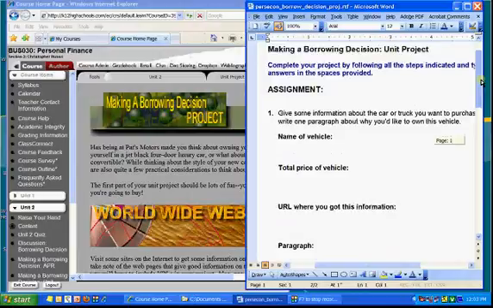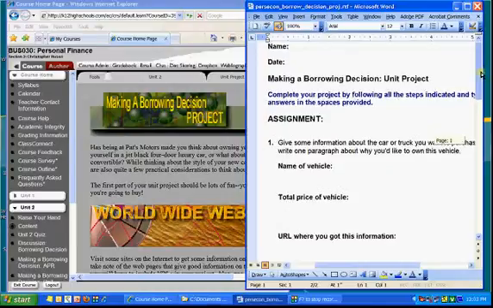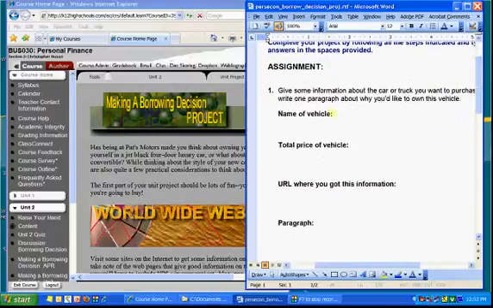The first thing you need to do is, this is a dream project. This is great. You get to dream about a car that you want to own someday. First you have to pick a car, a Mustang, a Kia Rio, a Ford Focus, a Toyota Camry. And then you have to figure out the price of it. You can get that at the manufacturer's website. Then you've got to give me the URL of where you got the information.